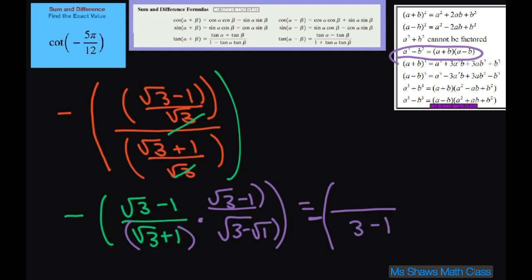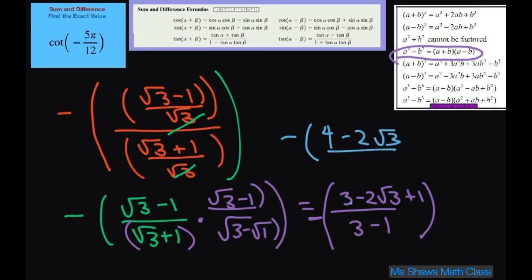And the numerator is going to be 3 minus 2 square root of 3 plus 1. This gives me negative 3 plus 1 is 4, minus 2 square root of 3, divided by 2. All right, this reduces to negative 2 minus square root of 3, or you can write this as negative 2 plus square root of 3.